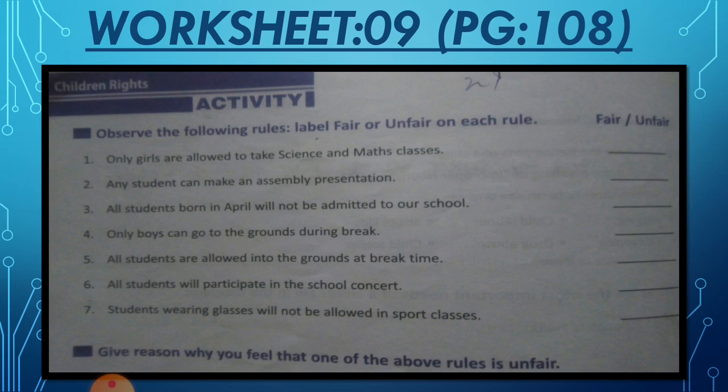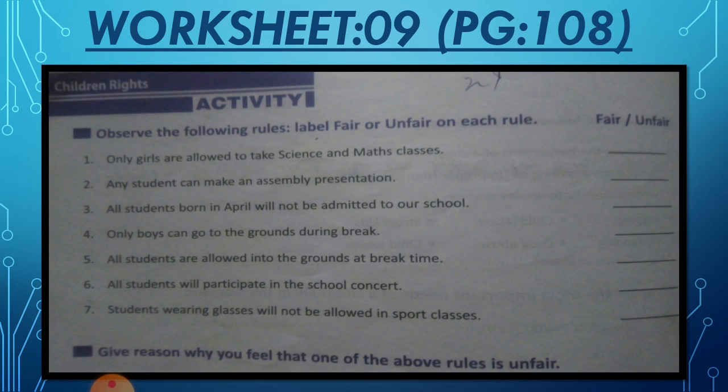I am reading these statements and also giving you answers. Number 1. Only girls are allowed to take science and maths classes. This rule is unfair because everyone is allowed to take science and math classes. Girls or boys both are allowed. Number 2. Any student can make an assembly presentation. Yes, it is the right of every student. This statement is fair.